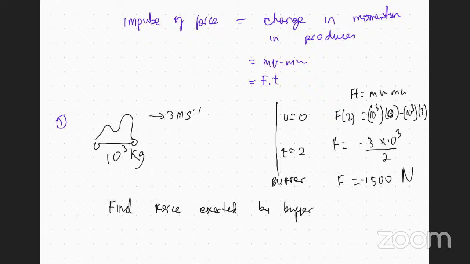Okay, next one. Let's try this one here. This is a collision, right? So a truck of mass 1,200 kilograms. I'll help with the diagram, right? So you have a truck of 1,200 kilograms moving with a speed of 7 meters per second.